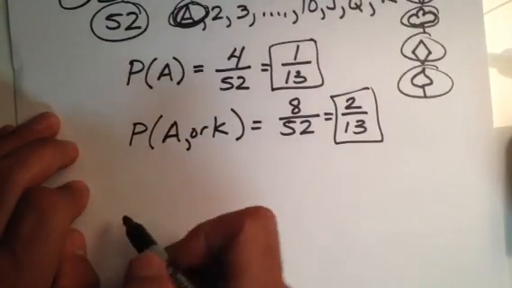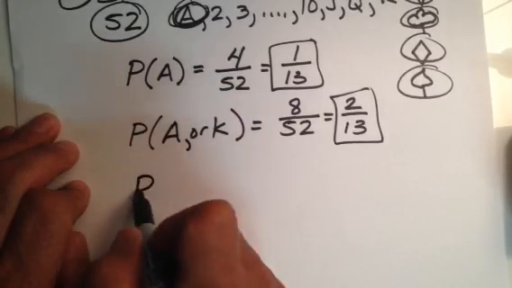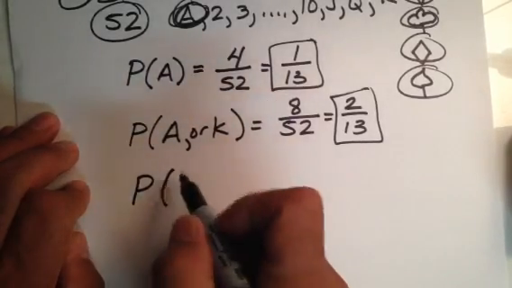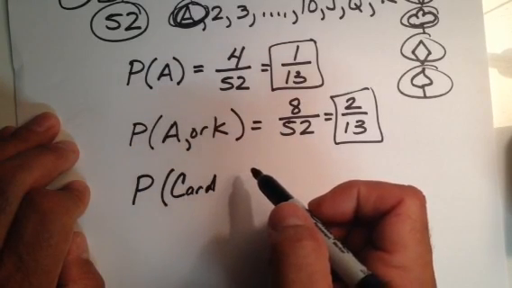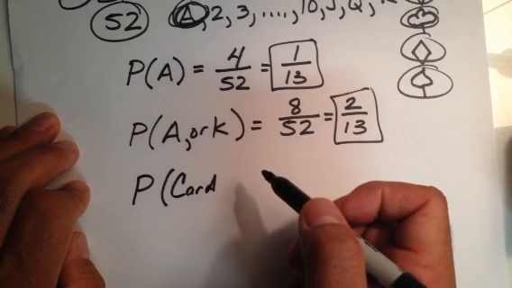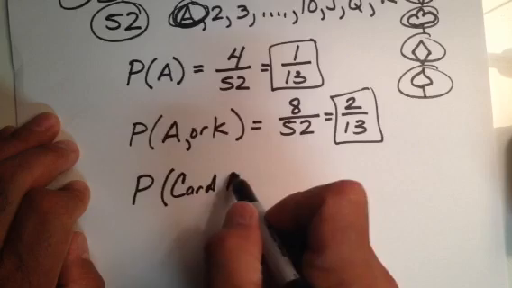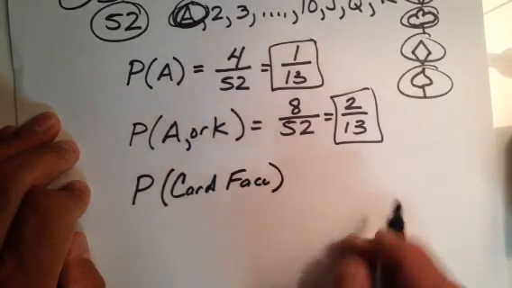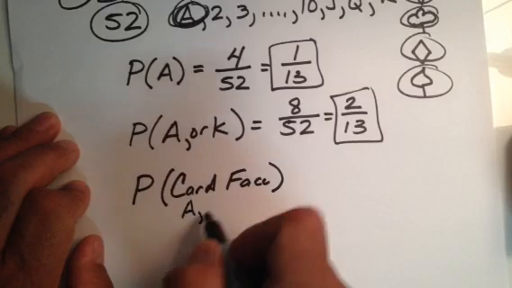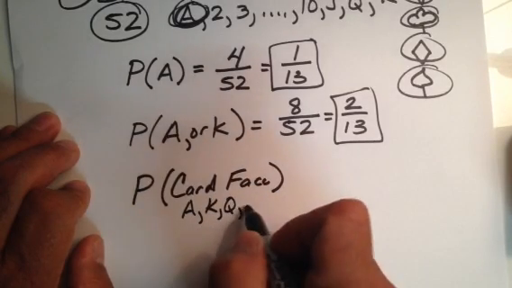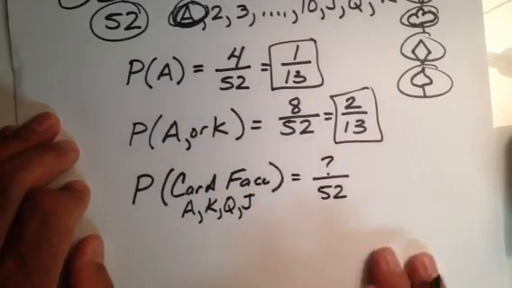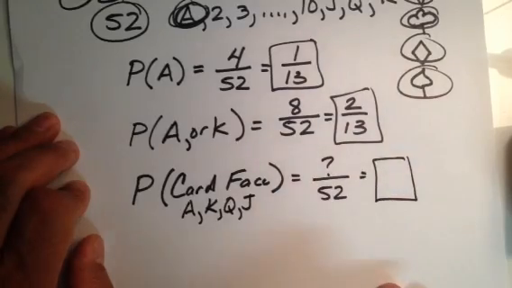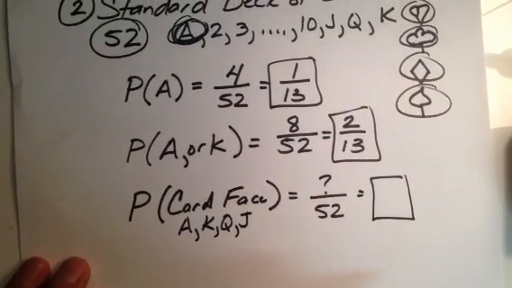Okay, so the last one I want you guys to try to do is figure out the probability of drawing a card that is, let's say, a face card. And that means it's ace, king, queen, and jack. So you know it's going to be over 52, but what is that top number? And then don't forget to simplify it. Okay, so that's just some examples of a standard deck. And we'll continue this more in class.